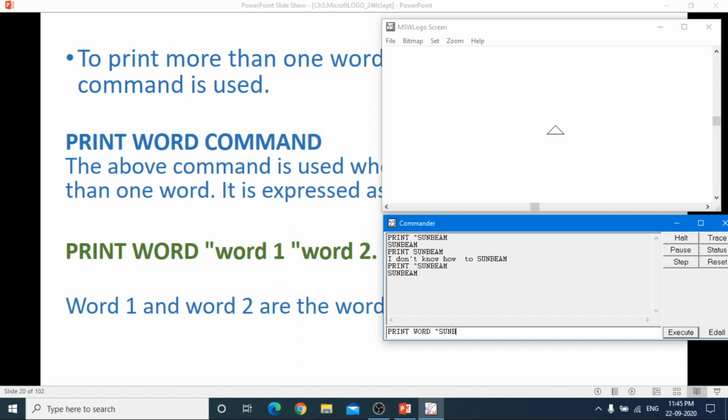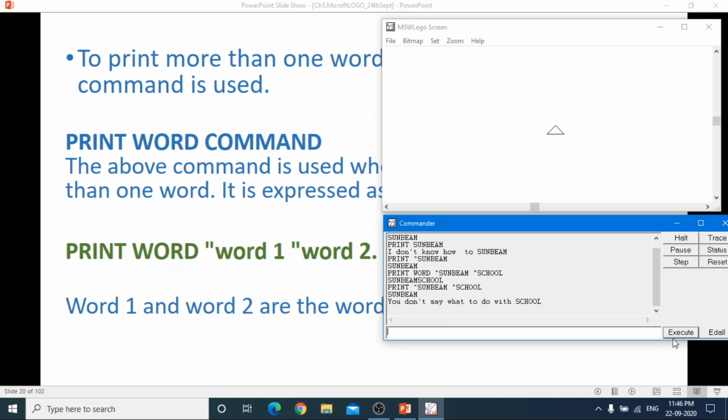Like Sunbeam and, okay, here two words are printed. Sunbeam school. If you write print Sunbeam, and here if you write double quotes school, see what happened. It has printed only the first word because I have written only the print command. To print both the words, I have to write print word.